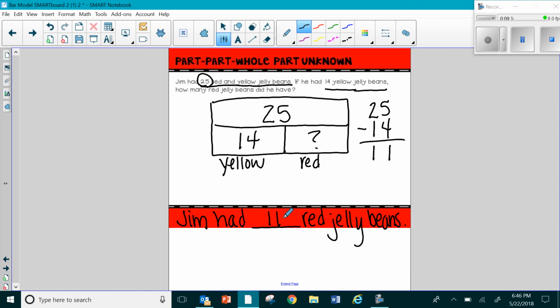Now, one way I could check this word problem or check my subtraction would be to add the two add-ins together to equal the total. So if I were to put 11 in this box, I can come down here and say 14 plus 11 equals 25.